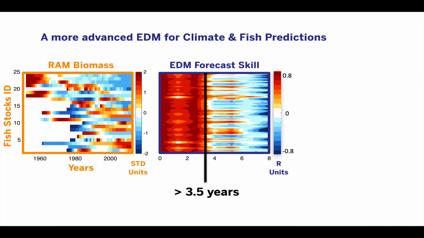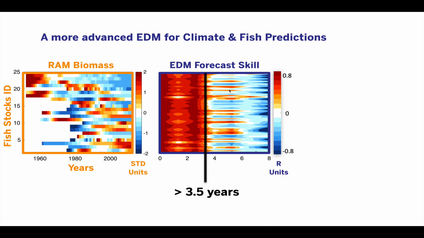Now let's use this EDM to perform forecasts for different leads between 1 month and 8 years, which are shown in this graph on the right. The y-axis is again the fish stock ID. The color bar is the correlation skill in reconstructing the time series for different leads in the predictions, which are shown on the x-axis. Here we can see that this EDM has significant skill up to 3.5-year predictions for most species, and in some cases even longer.